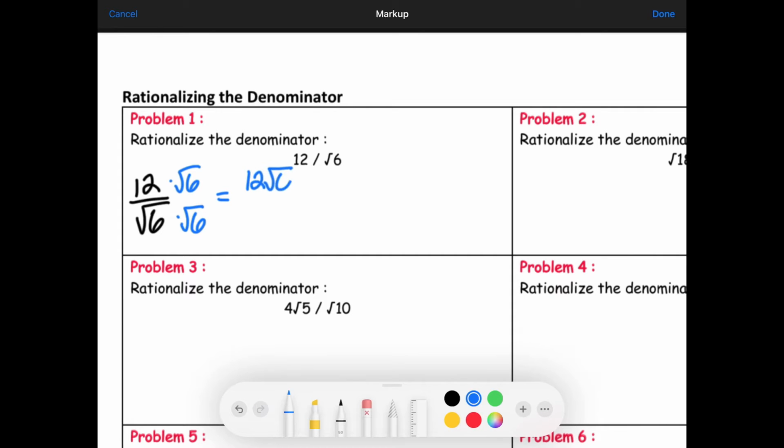in the numerator too. So we'd have 12 root 6 over the square root of 36, and the square root of 36 is obviously 6. 12 root 6 over 6, and then you could divide the big numbers. The 12 divided by 6 would be 2, so you got 2 root 6. Easy peasy, squeezy lemons.